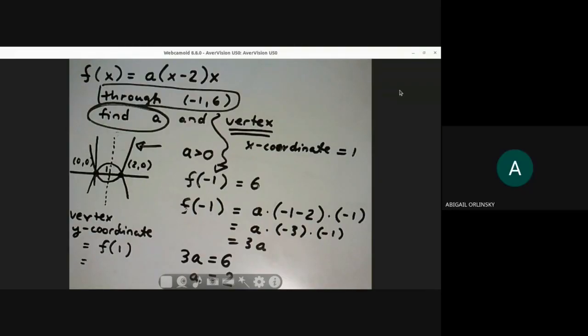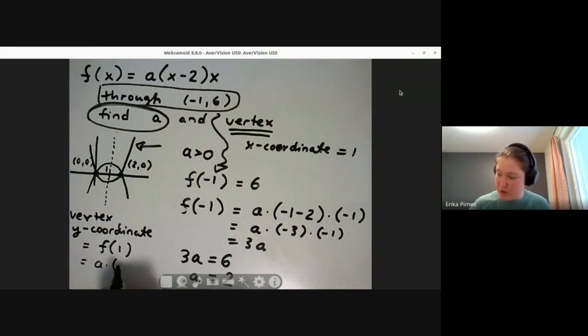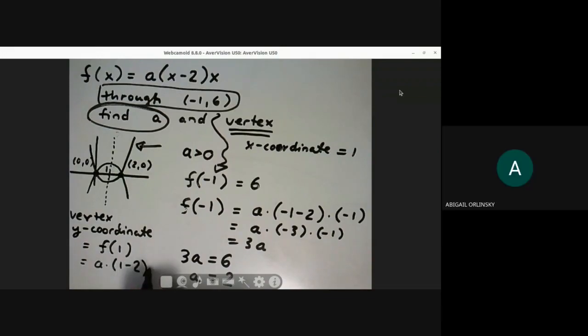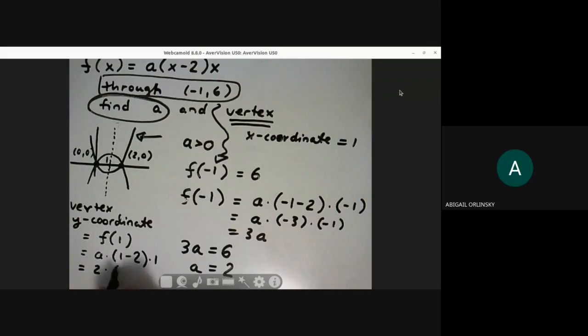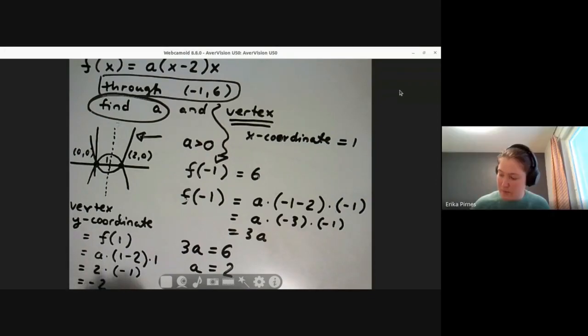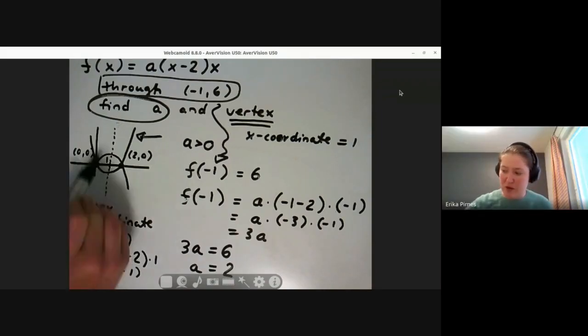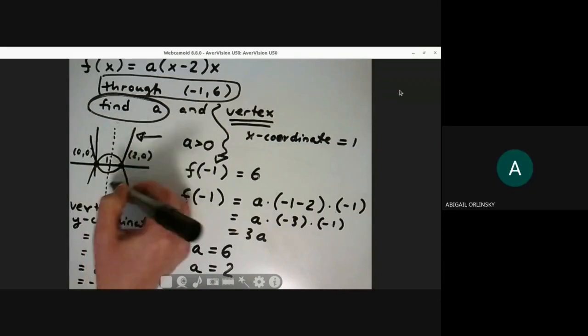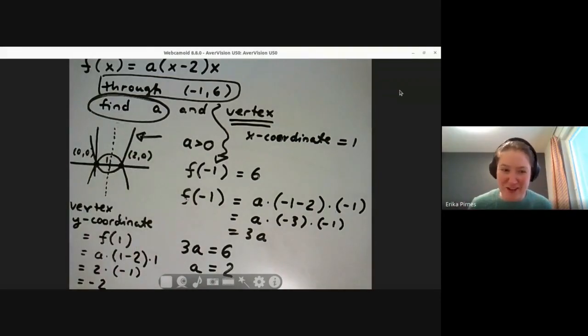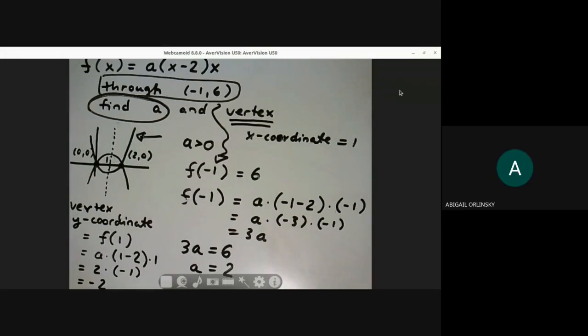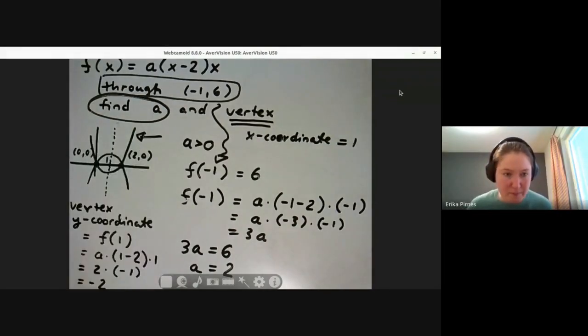So f of 1 equals a times 1 minus 2 times 1. But now we know what a was. Oh, right. So 2 times -1 times 1. So that's -2. We got a negative number. Perfect. So it means this was not quite to scale. It means this is a little longer. So don't fully rely on the picture. But we got a negative number. It should be a negative number.